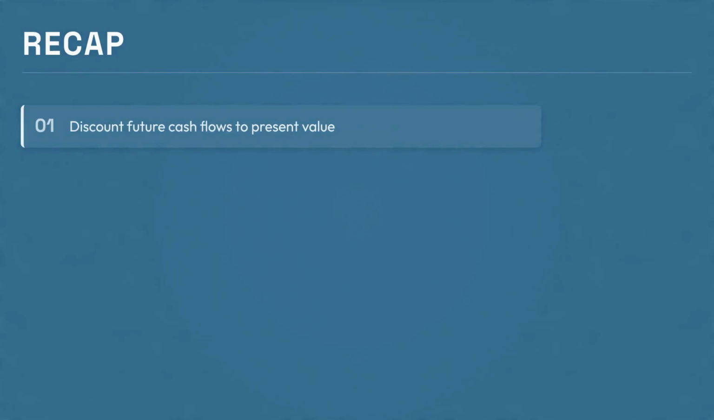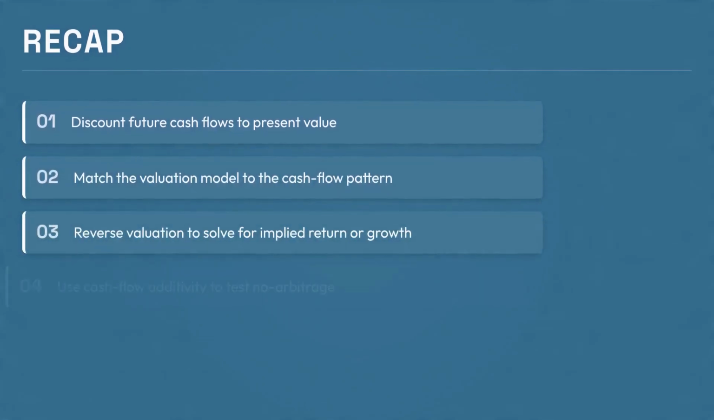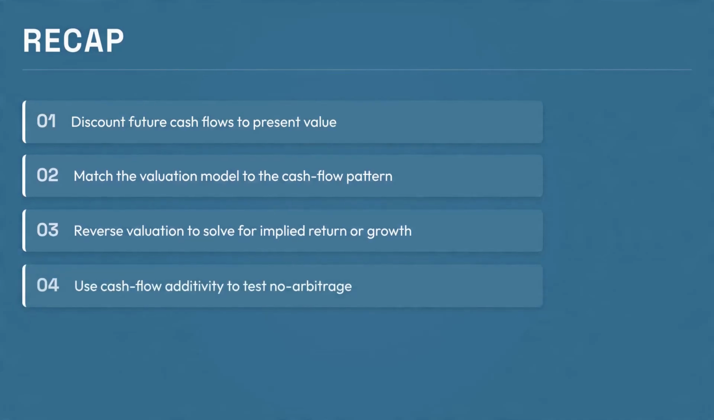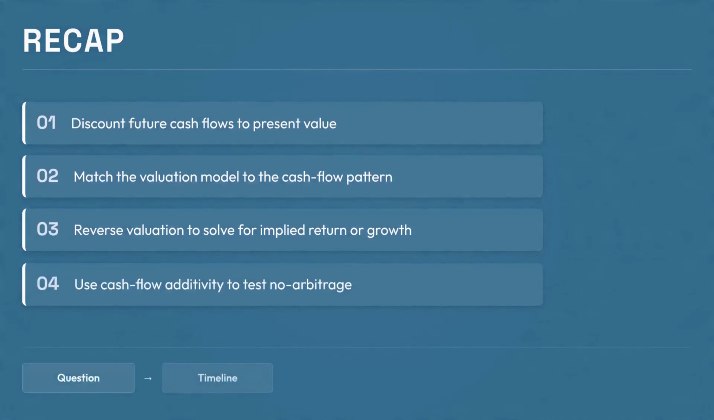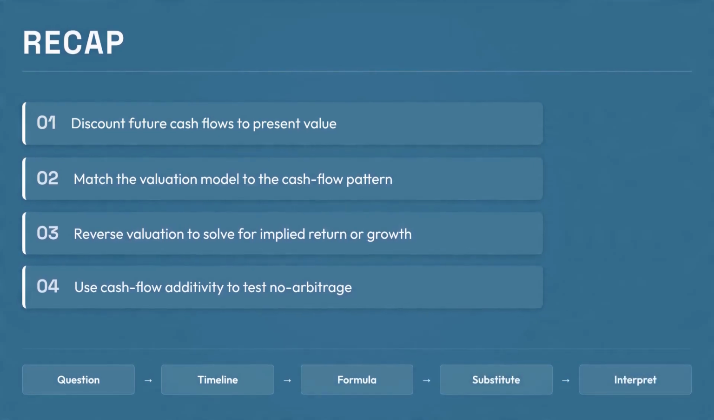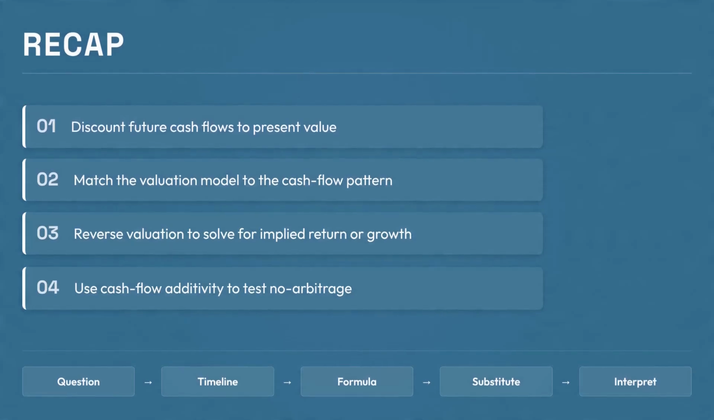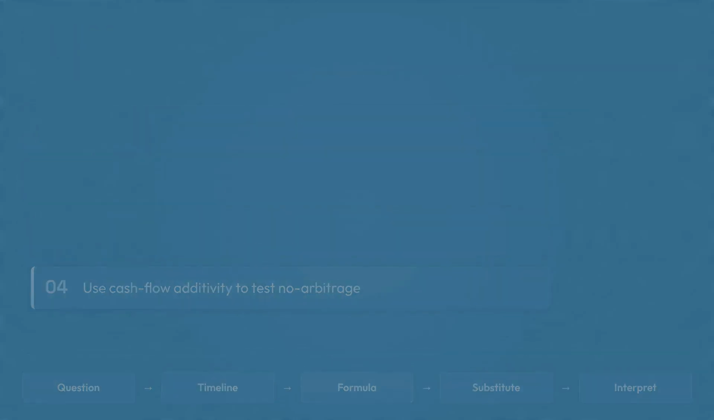Let's recap. Present value discounts future cash flows using an appropriate rate. Bond valuation depends on whether cash flows are discount, coupon, or level payment patterns. Equity valuation depends on dividend assumptions and growth. Implied return and growth reverse the valuation process. Finally, cash flow additivity links equivalent strategies and protects the no arbitrage condition. Use the workflow: question, timeline, formula, substitution, and interpretation.